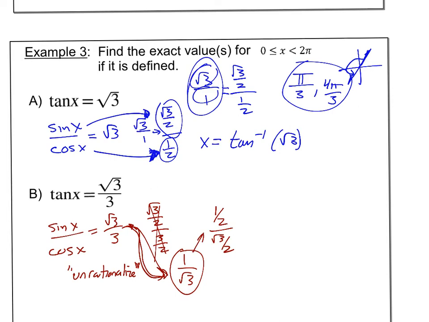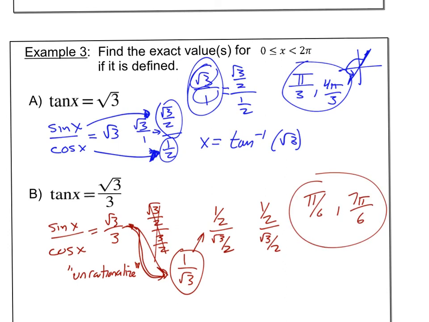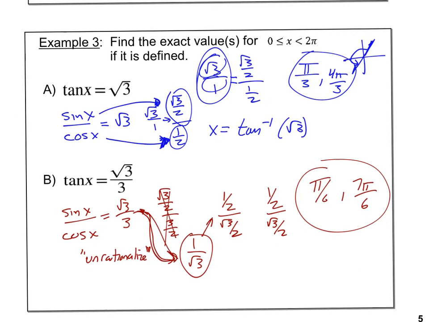So what I can do is look around and say, where do I have 1/2 over square root of 3 over 2? Where in my circle do I have that? That's going to be at pi over 6 and 7 pi over 6. There's my answer. That's what I'm doing. I know, these two are tough. Tangent is tough because you got to get a little creative about how you do things.